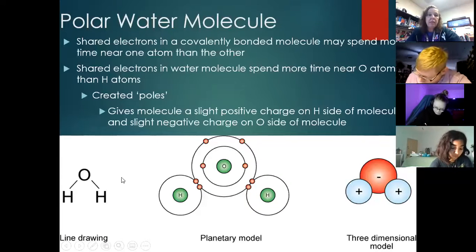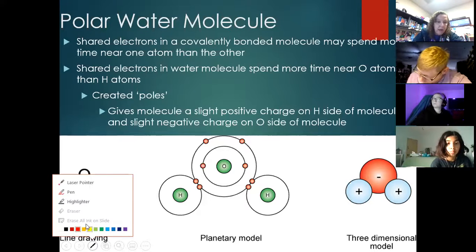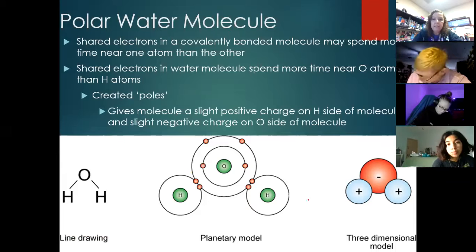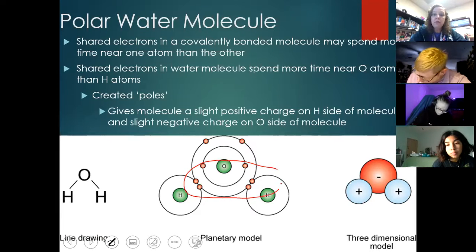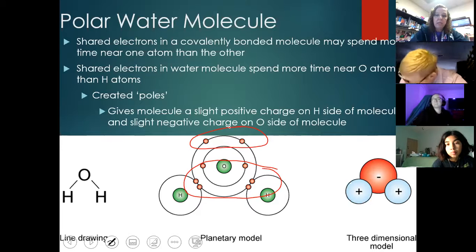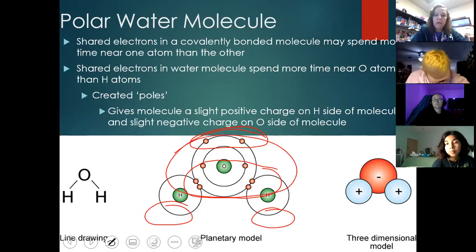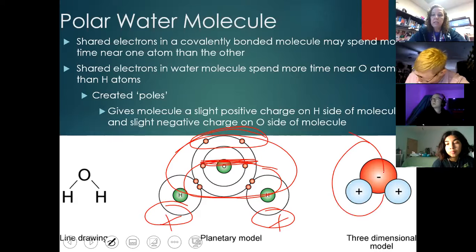So here we had an example of creating the poles. So this is what I mean by one area is a little bit of a different charge. If we see here, we got a lot of electrons that are gathered on this side and not a whole lot gathered on this side. And so what that means is that, well, actually, technically, we've got no electrons gathered down here. They're all gathered right here. And so what that means is this area is going to be more negative, and this area is going to be more positive. So right here, you can see.